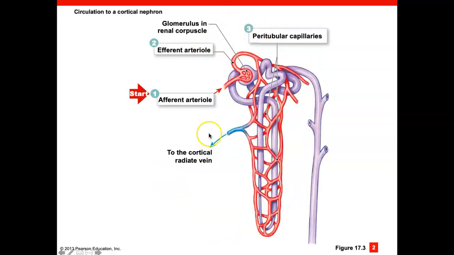Now, so the afferent arteriole brings substances in that are filtered out, but then it continues as the efferent arteriole, which becomes the peritubular capillary, this mesh of capillaries surrounding the nephron.